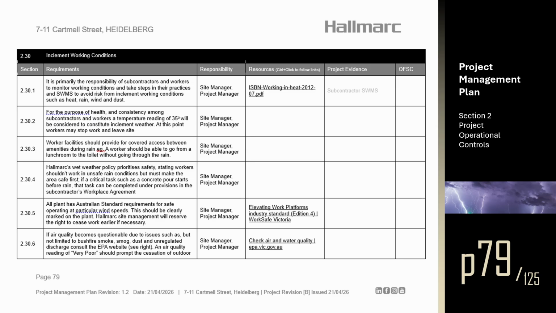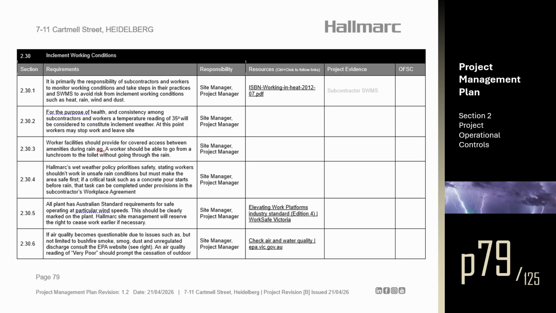Section 2.30.2. For the purpose of health and consistency among subcontractors and workers, a temperature reading of 35 degrees will be considered to constitute inclement weather. At this point, workers may stop work and leave site. Section 2.30.3. Worker facilities should provide for covered access between amenities during rain. For example, a worker should be able to go from a lunchroom to the toilet without going through the rain.